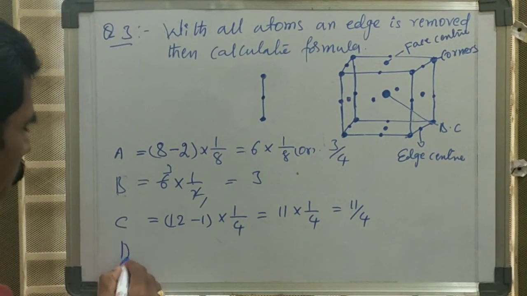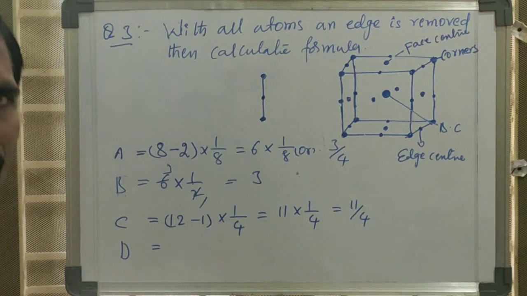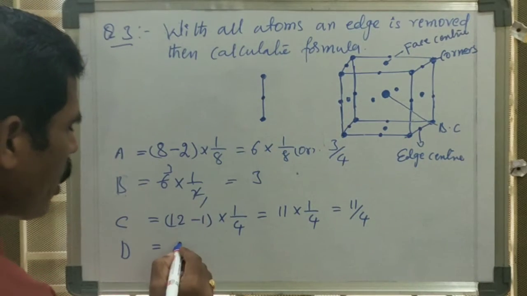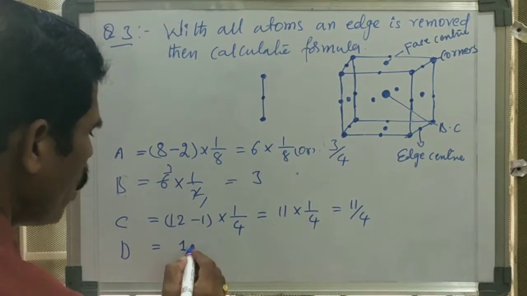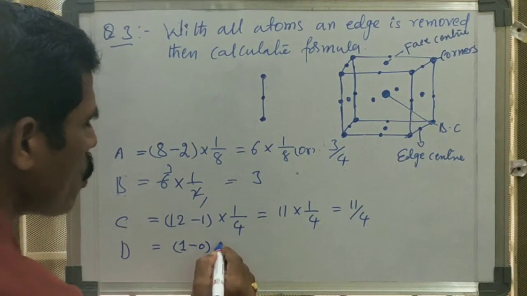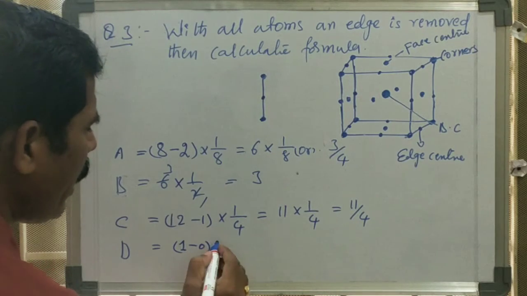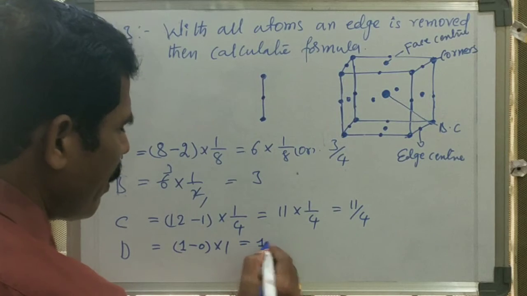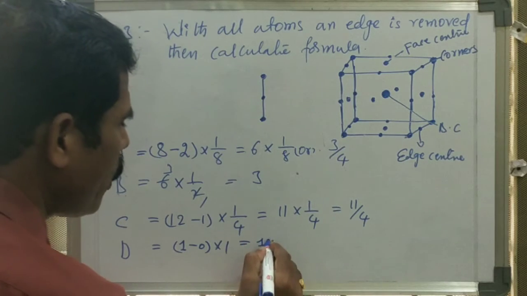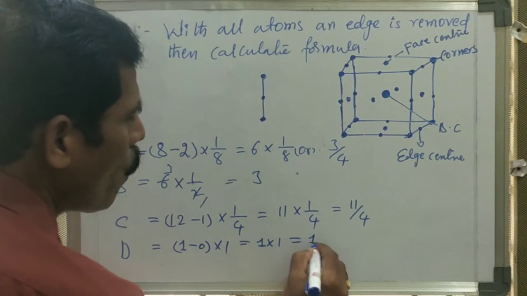Then go for D. D means the number of body centers. The number of body centers is 1. Nothing is removed, the body center is not removed, so minus 0. Its contribution is 1, so directly you will get 1 into 1, that is equal to 1.